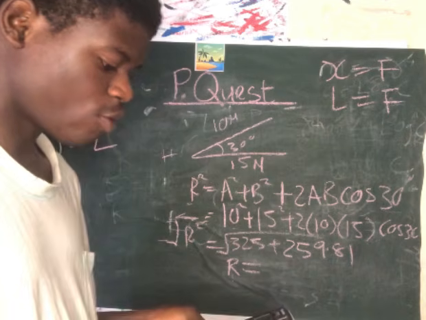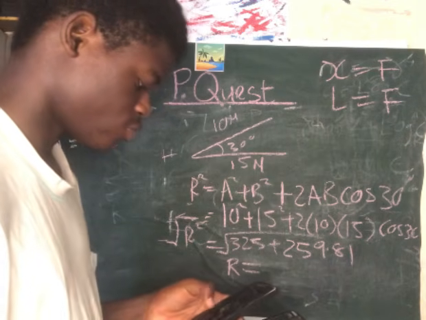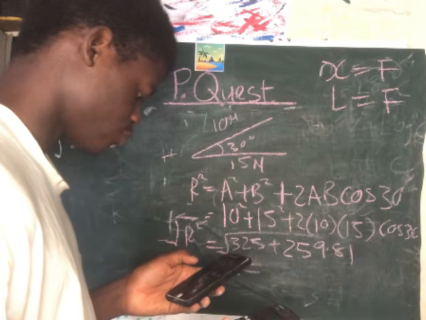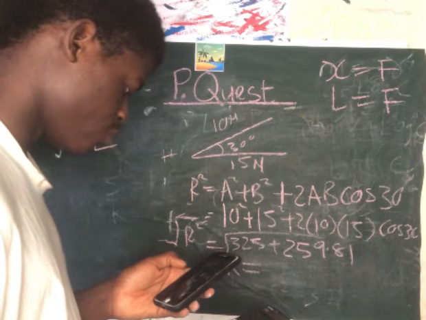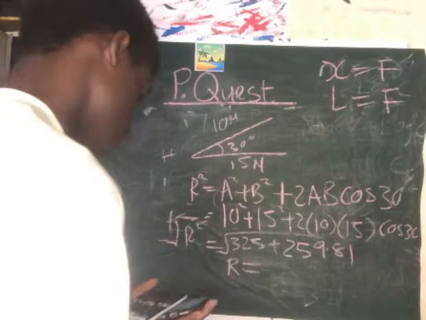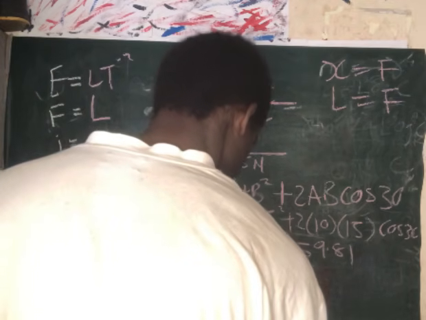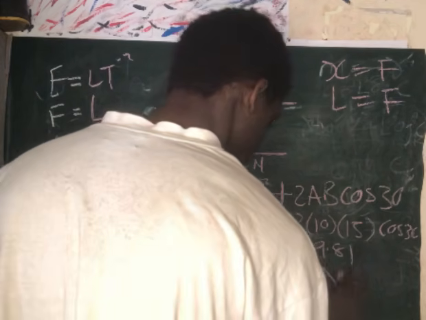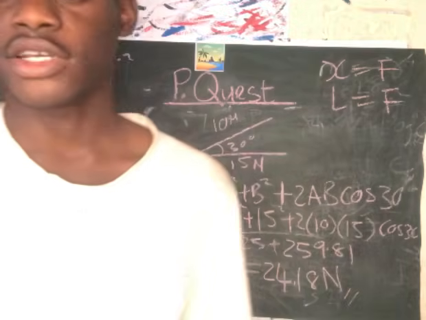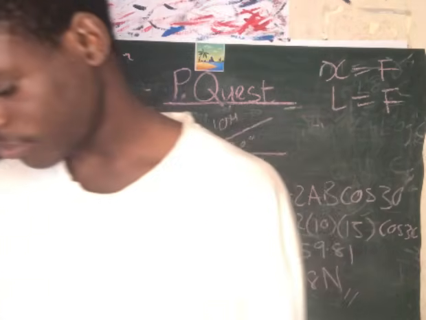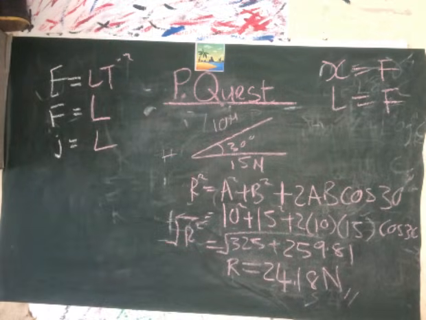That's 24.182. So what is 24.18? Yeah, so that's the answer. 24.18 Newton. So that's the answer of question number 15.